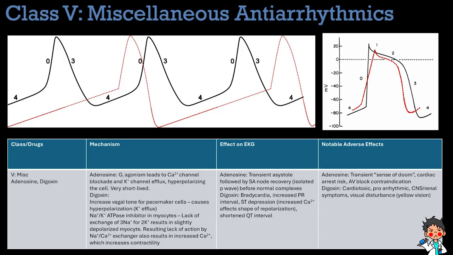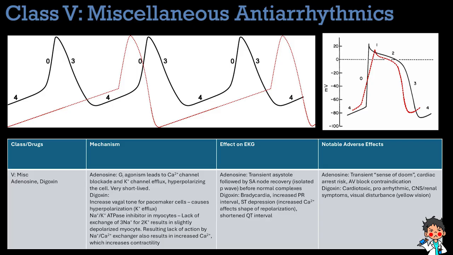So for adenosine, it has a very strong hyperpolarizing effect, but it is very, very transient. So what you see with adenosine a lot of times is that there will be a transient asystole, so a complete cessation of all electrical activity on the EKG, with a slow return of the SA node, which is the P wave basically, and then normal complexes follow.